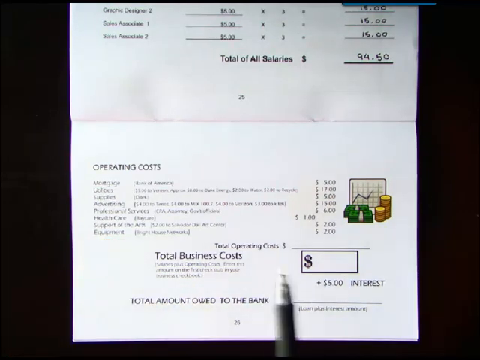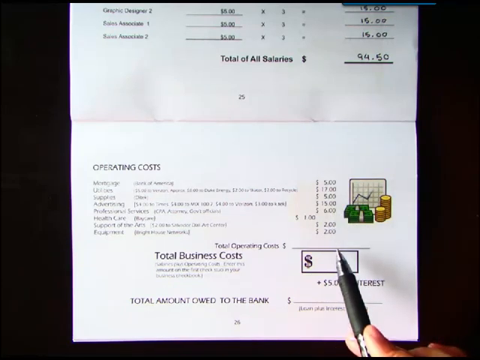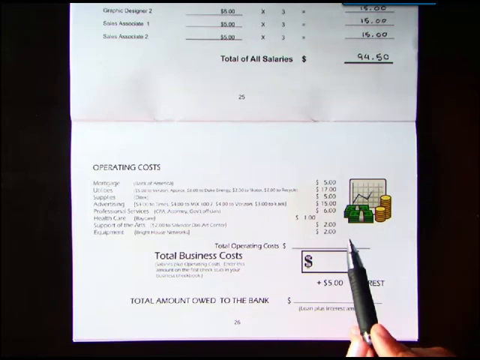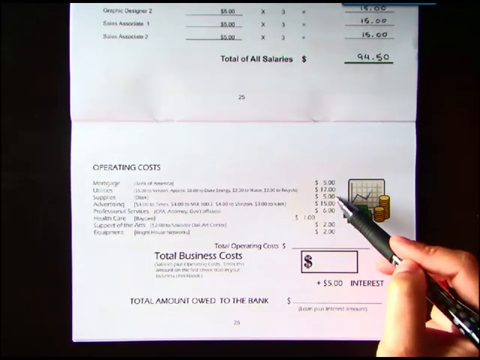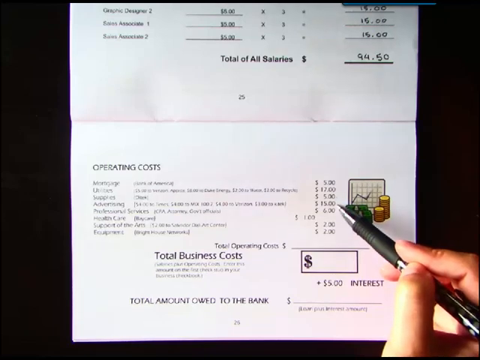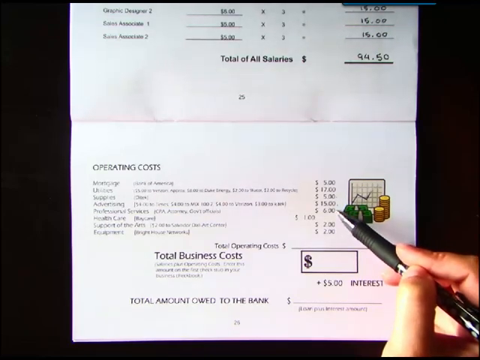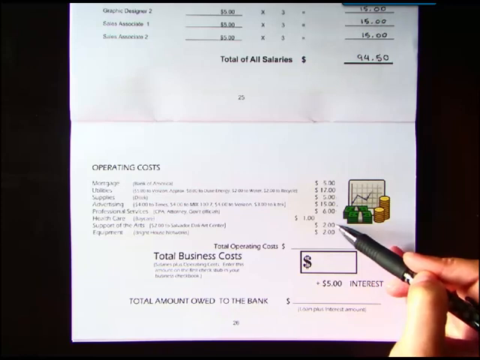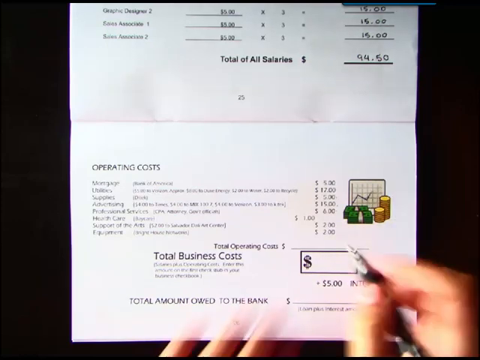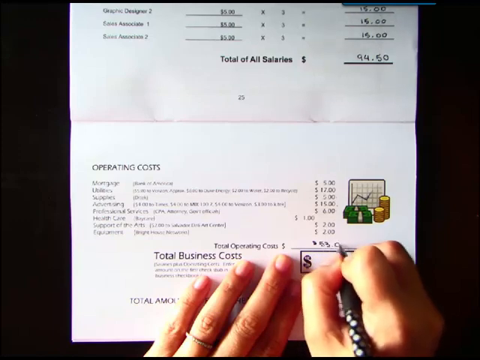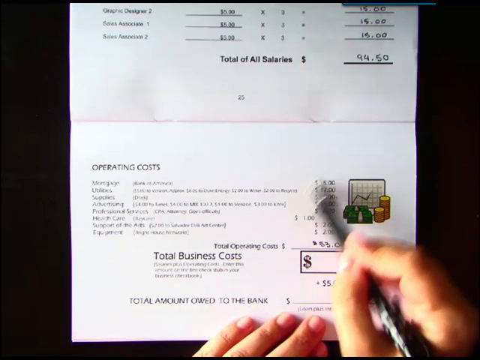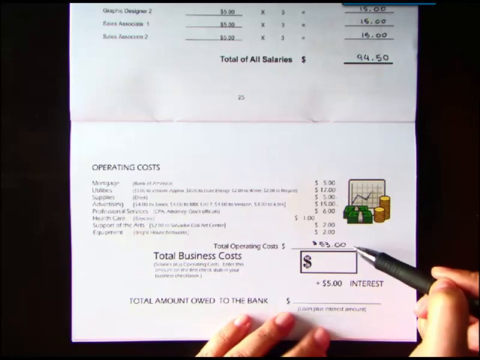Okay? So we're going to go ahead and add up these costs to get our total operating costs. 5, 17, 5, 15, 6, 1, 2, and 2. So that's $53. Okay, so all of these added together is $53.